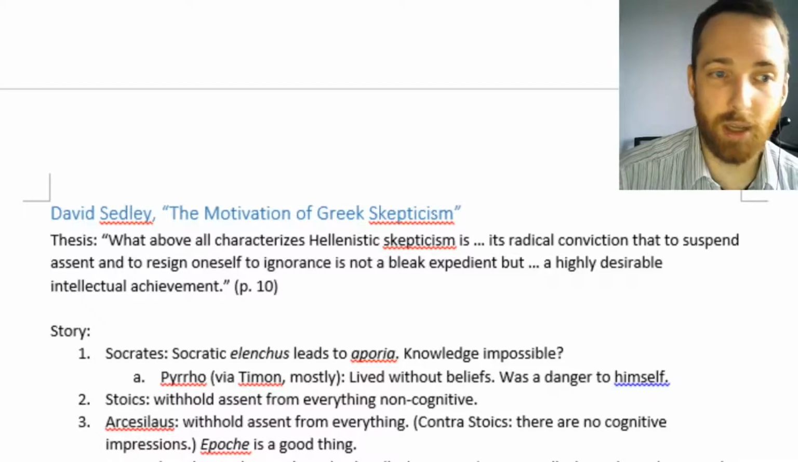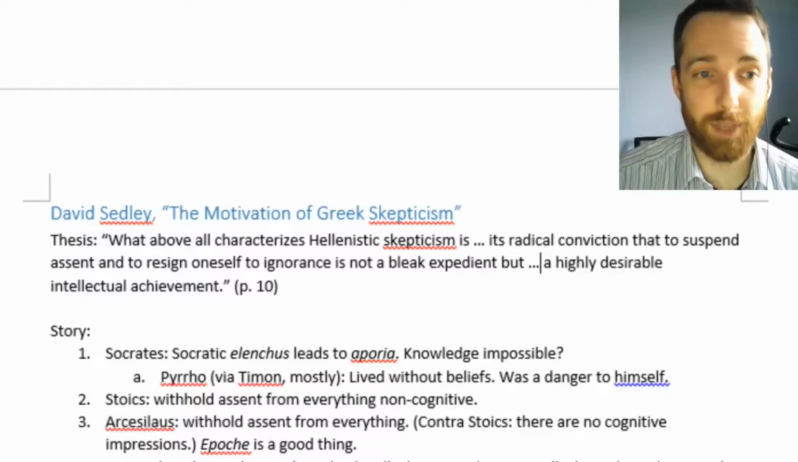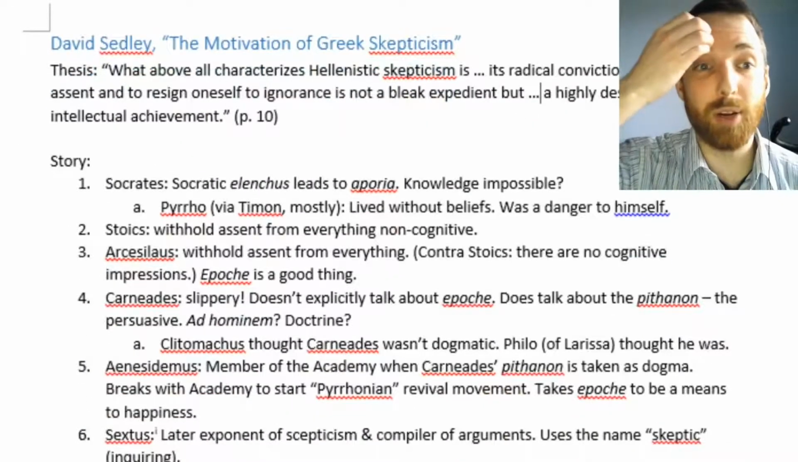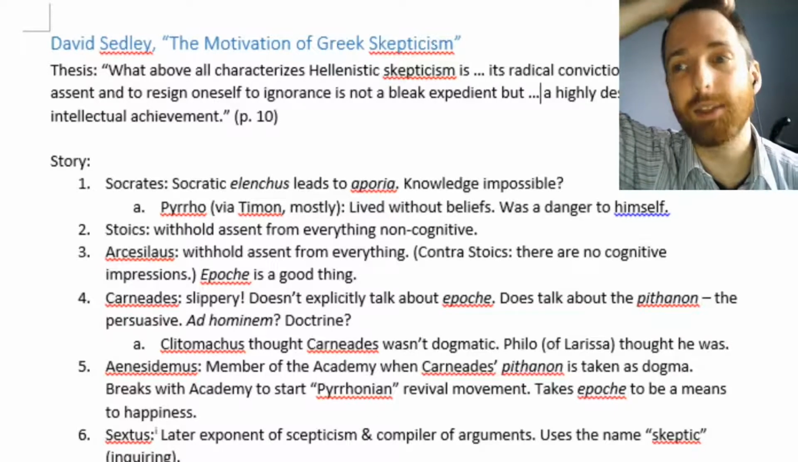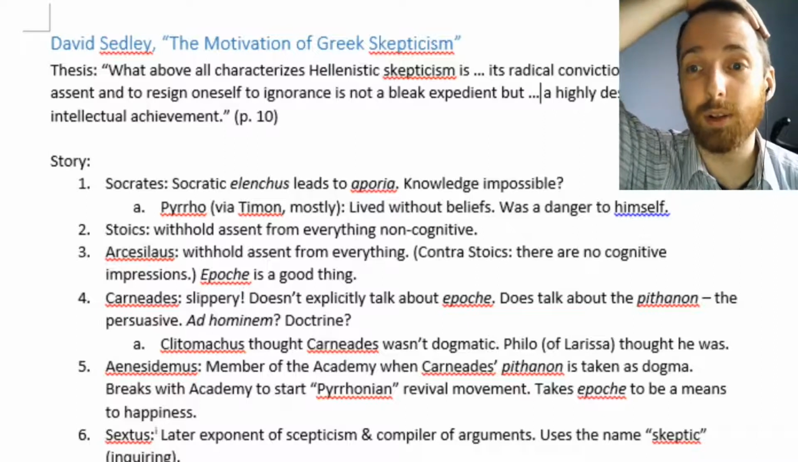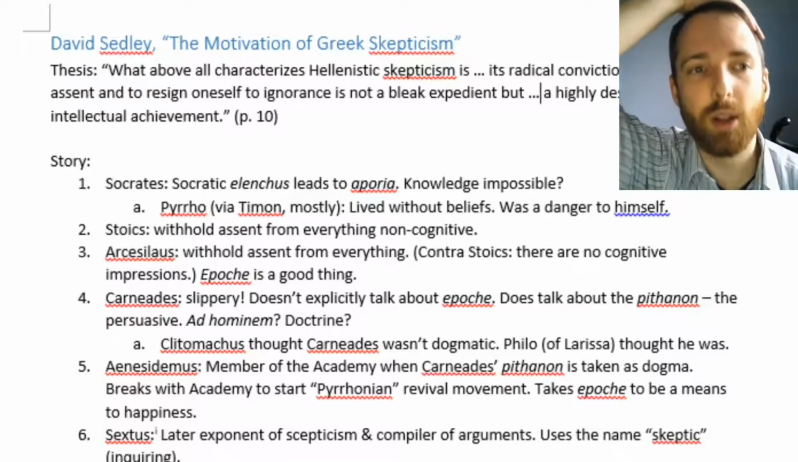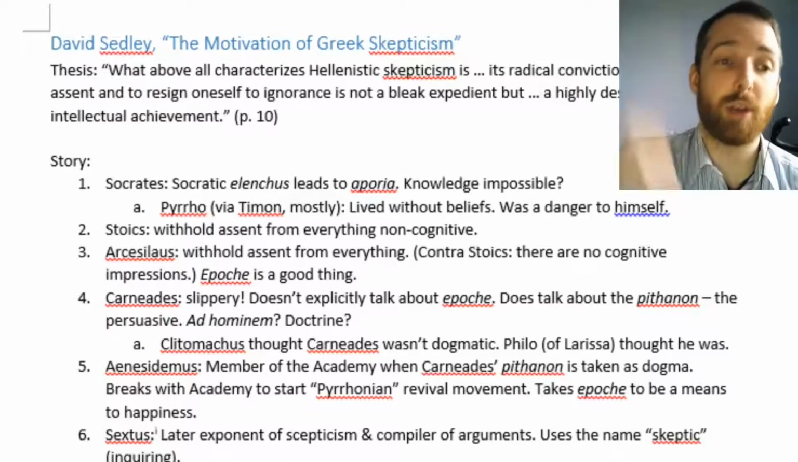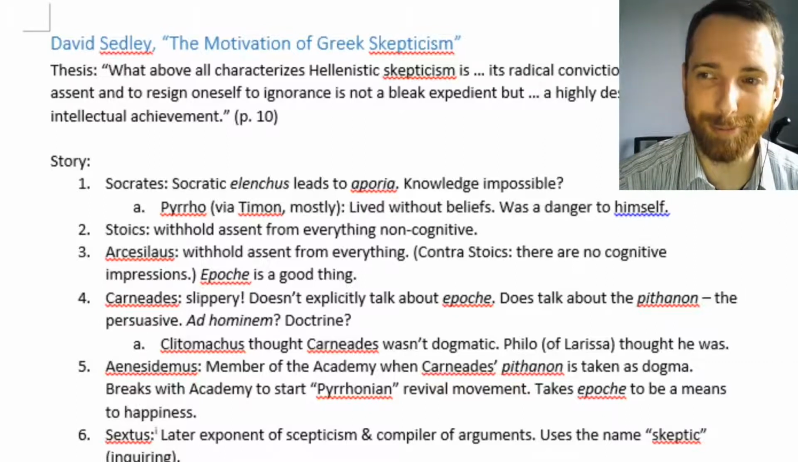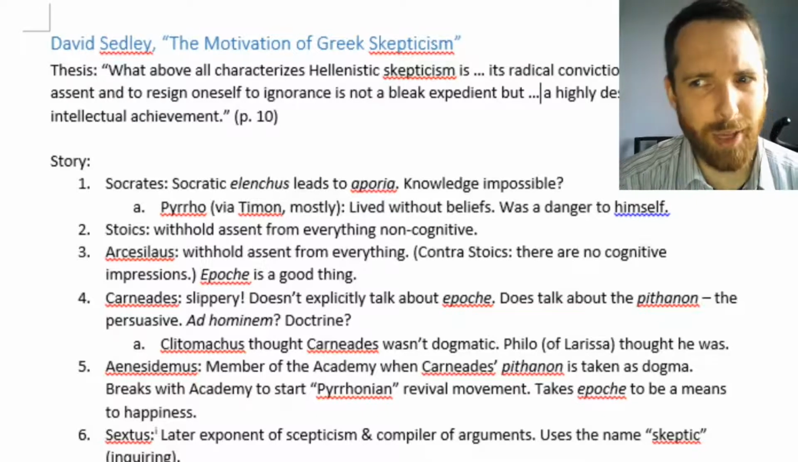So here's his story of skepticism, which I've made into 6 stages. Stage 1, we learn from Socrates that his elenchus, his method of talking to people, leads to aporia. And maybe we worry that this means knowledge is impossible. Okay, around the same time, after Socrates but before most of the major players that we're talking about, this guy, Pyrrho, is running around Greece. We mostly know about him via his student Timon. Pyrrho lived without beliefs, according to the stories we're told, and also was a danger to himself.